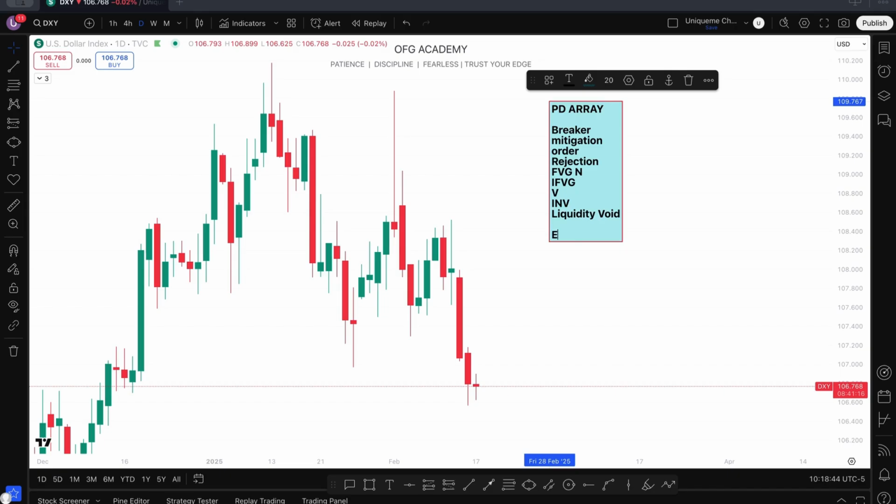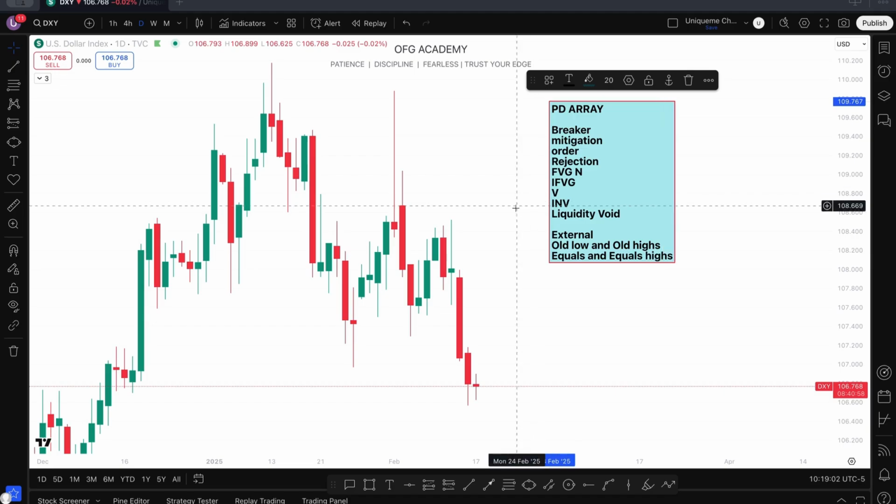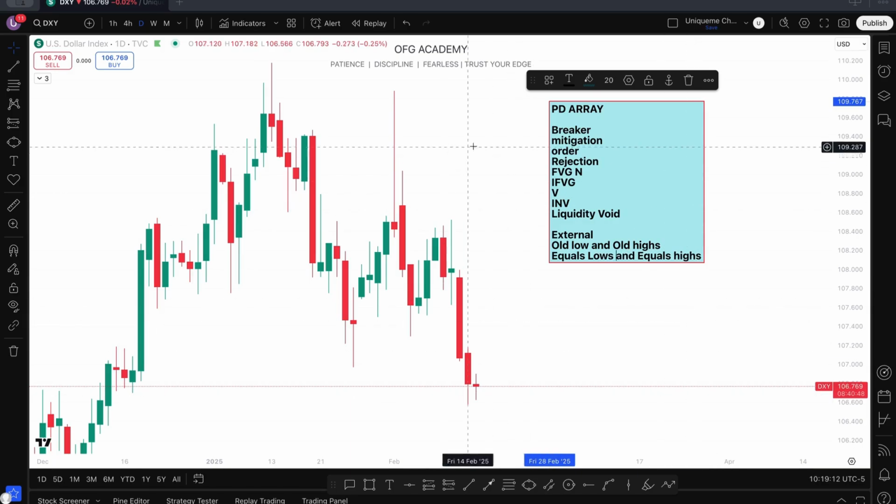Then I come here and I write external. This is what I write in my personal book, and I put old lows and old highs, equal lows and equal highs. You can see how straightforward ICT is, right? This is how straightforward ICT is for me actually, because I like things that involve rules. Old lows, and so I write this on a piece of paper.